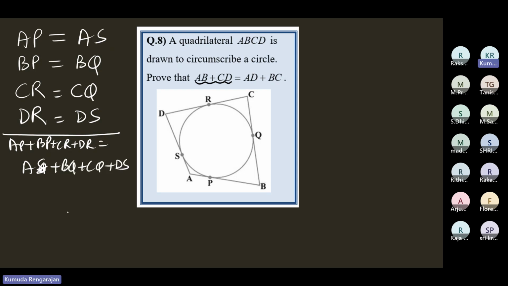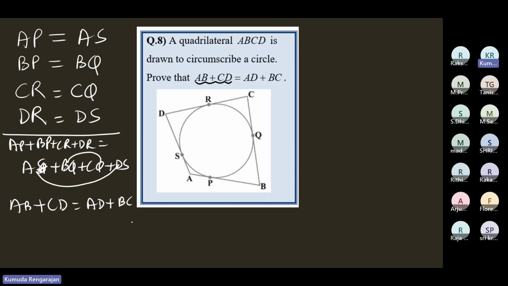Then on adding, AP plus BP is AB. CR and DR together, the CD is equal to AS and DS together, AD, plus BQ and CQ together is BC. So hence proved.